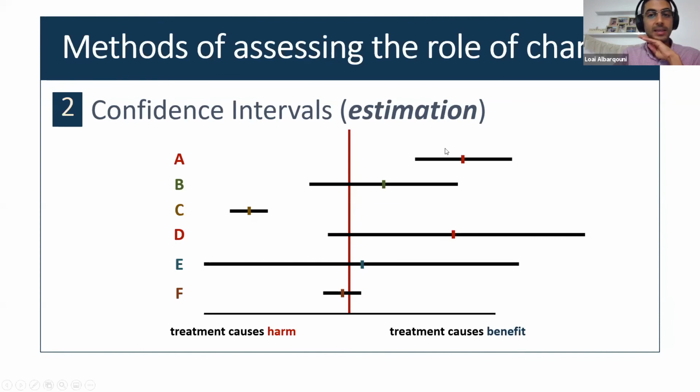And yeah, people could confuse that and pick only this one because they are looking only at the benefit. But if you look at this one, this is statistically significant causing harm, the treatment causing the harm. So it's still statistically significant, but in the opposite direction.